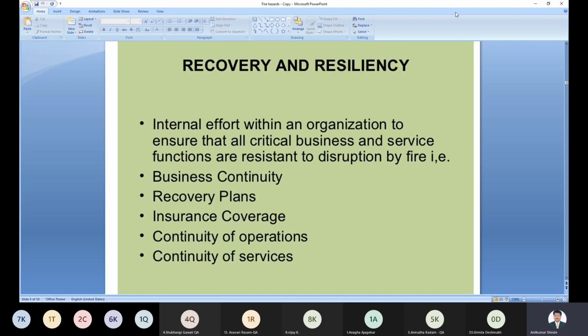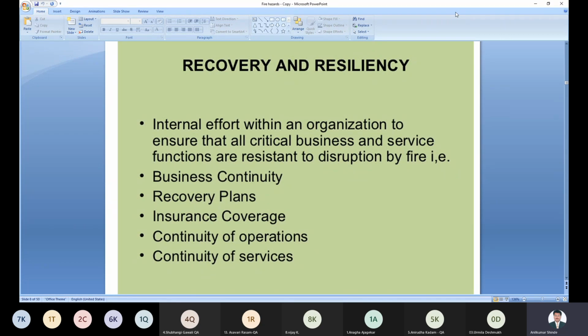Then recovery and resiliency. Recovery is the internal effort within the organization to ensure that critical business and service functions can withstand the disruption of the fire. Preventing the fire is one thing, but after the fire, how do you recover the different materials and properties from the fire? Business continuity: after the fire, business should continue. It is very important, and that can be overcome.